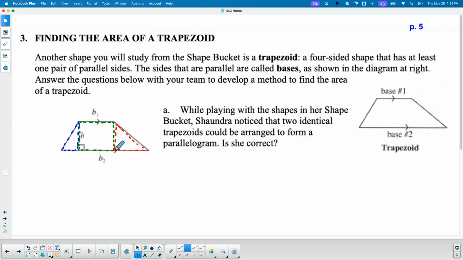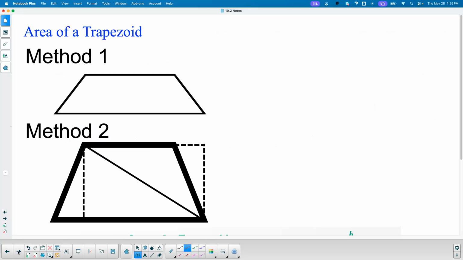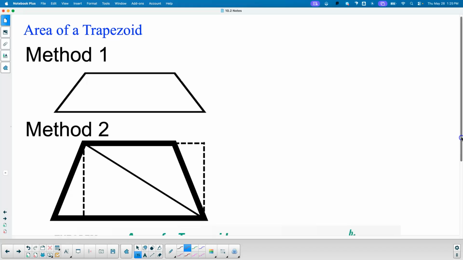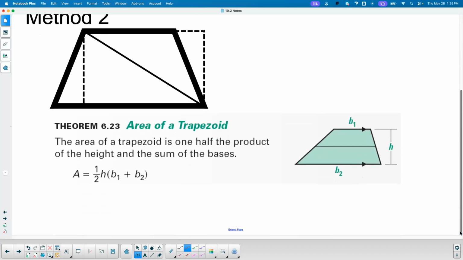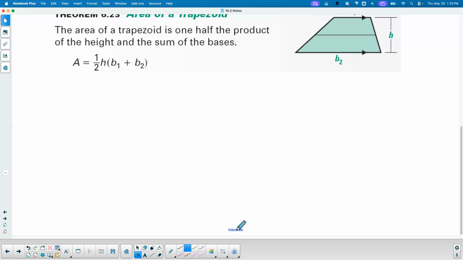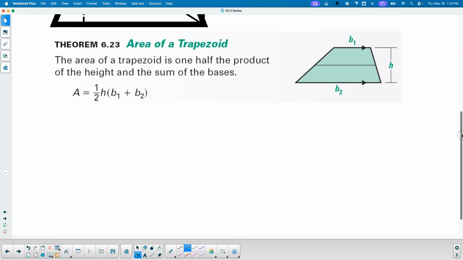However, there is a formula that you can use because it happens all of the time, and I would strongly recommend that you write this formula down. The area of any trapezoid is equal to 1/2 times the height times the sum of the bases. 1/2 times the height times the sum of the bases.